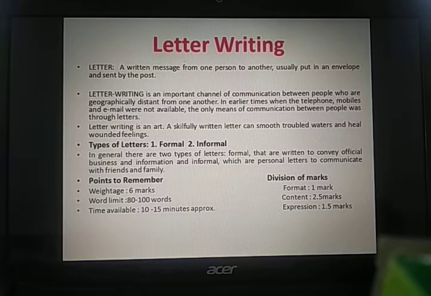Division of marks: if the letter is of 5 marks, then format will carry 1 mark, content will carry 2.5 marks, and expression will carry 1.5 marks. Content is the main body, and expression is the grammatical accuracy and spellings, and your expression overall. And if the letter is of 6 marks, then the division of marks will be: format 1 mark, content 3 marks, and expression 2 marks.